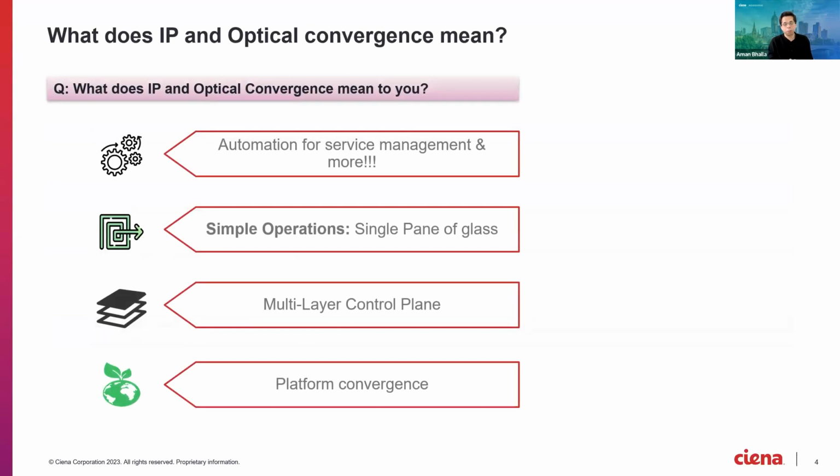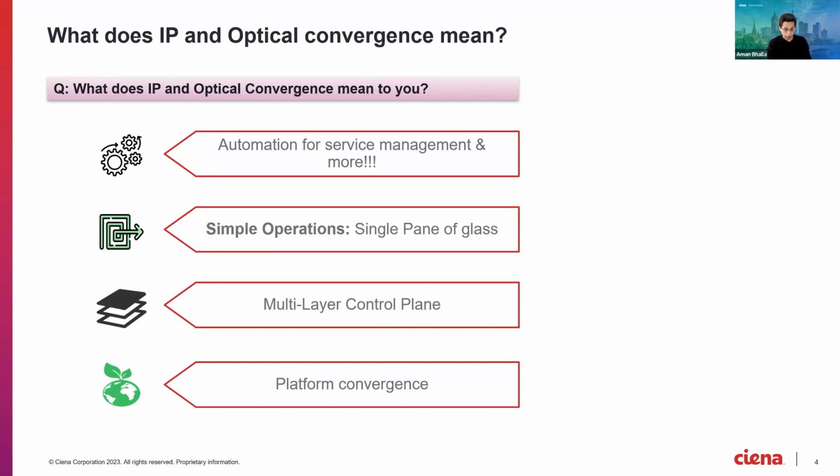So first and foremost, what does IP and optical convergence mean? Whenever I have this chat with various people, either on our product line management within Ciena or on our customer base globally, there's a different understanding. Different people are trying to achieve different things with IP optical convergence. The first one is automation for service management and more. More could be operations, more could be assurance. Then some people are trying to have simple operations, basically a single pane of glass when I'm doing service provisioning, or even when I'm trying to manage my network. Can I have one application which can guide me through both sides of the network? When I say both sides, I mean layer 2, layer 3 all the way across to layer 0.